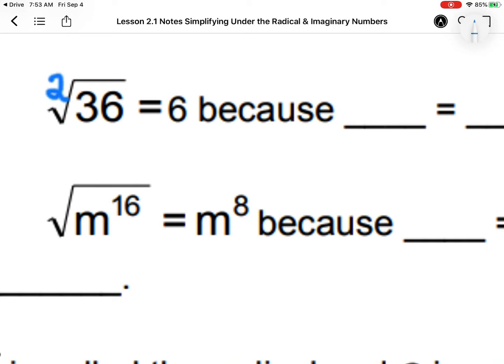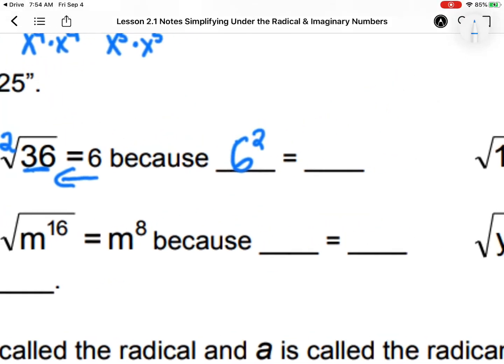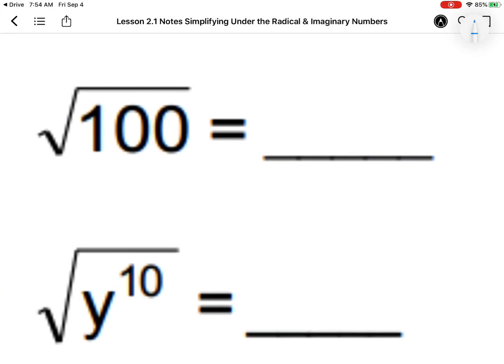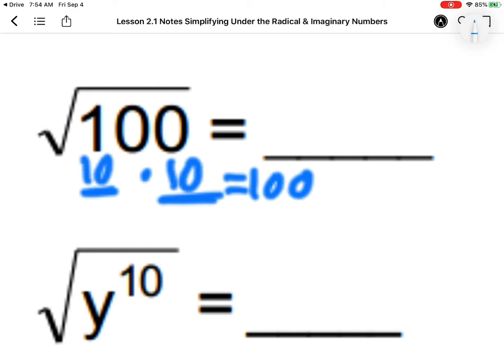So what about 36? Well, the square root of 36 is 6. That means if we go backwards, just to get back to 36, not the square root part, it would be 6 squared, or 6 times 6, gives us 36. What about our 100? Well, what times itself gives us 100? 10.